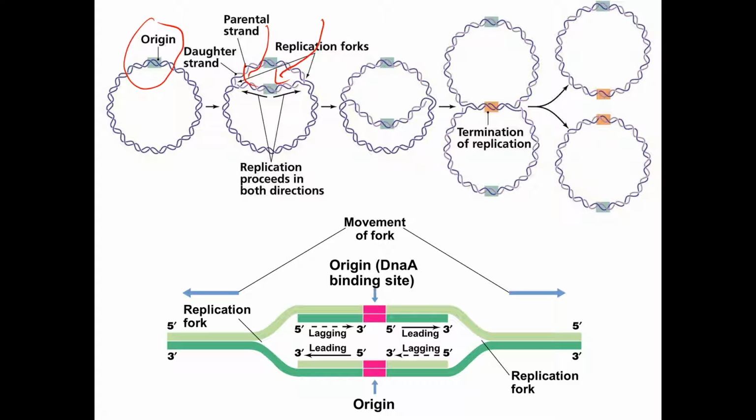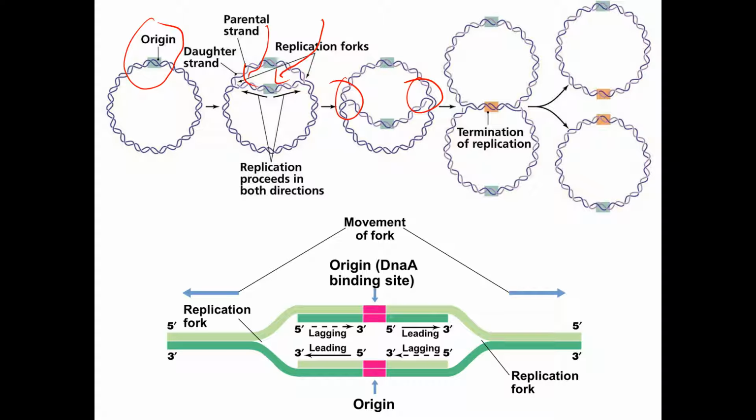In a replication bubble, you have a replication fork on the left and a replication fork on the right. Eventually, as the newly synthesized strand of DNA is laid down, complementary to the parental strand, you end up at the very end of the chromosome, this area of termination of replication.